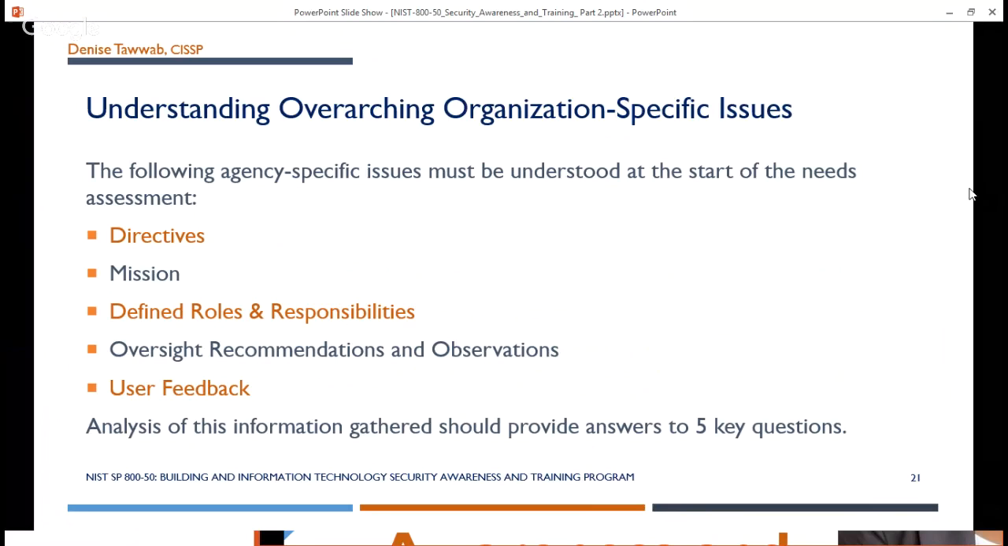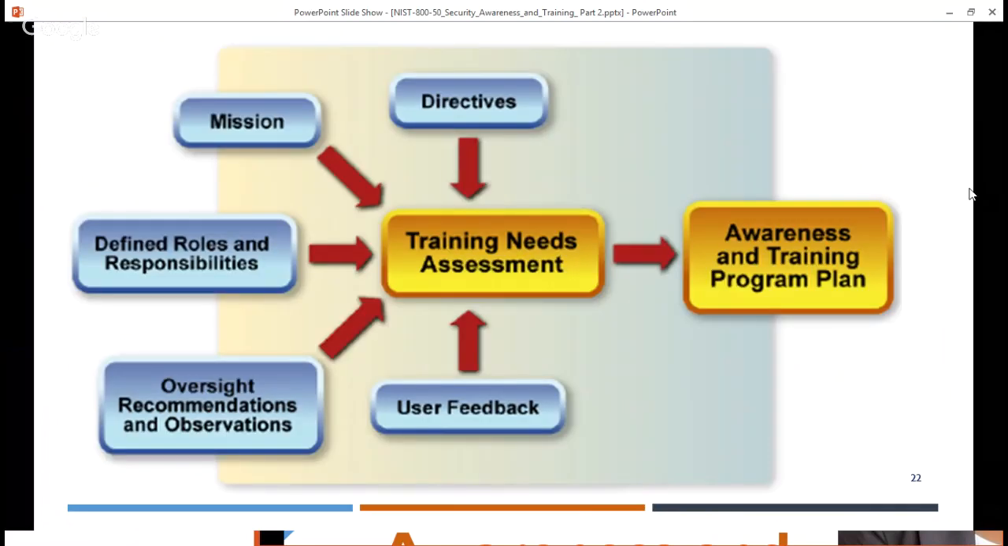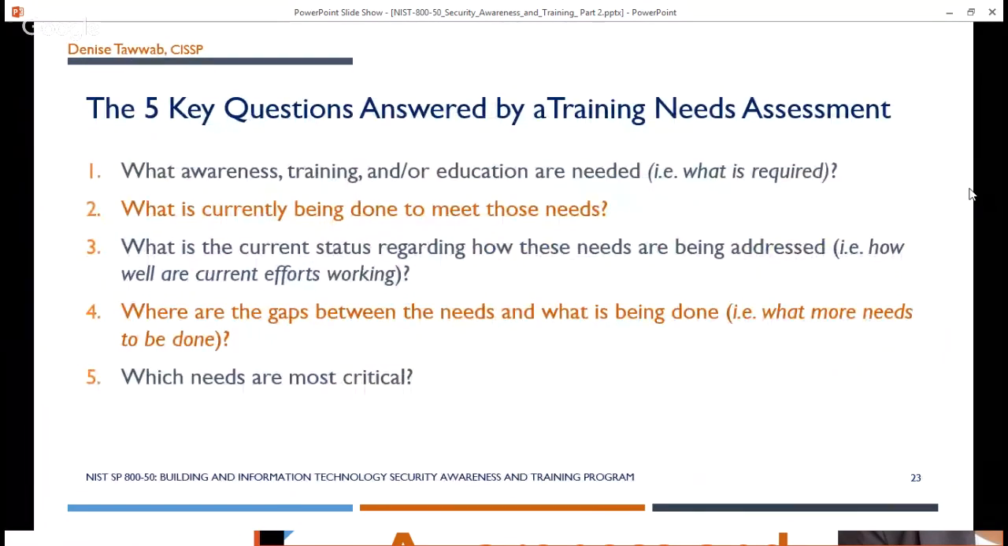When you analyze this information, it should provide answers to 5 key questions. The 5 key questions answered by a training needs assessment are as follows. One, what awareness, training, and or education are needed? What is required? Two, what is currently being done to meet those needs? Three, what is the current status regarding how these needs are being addressed? Meaning how well are our current efforts working?